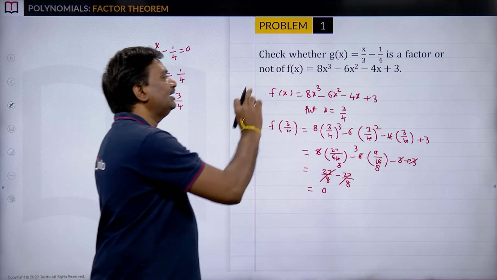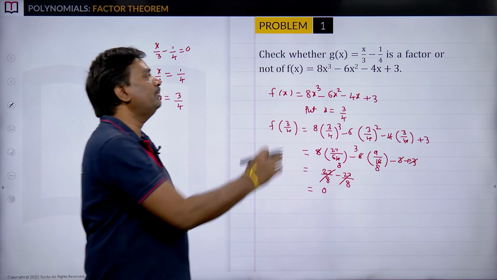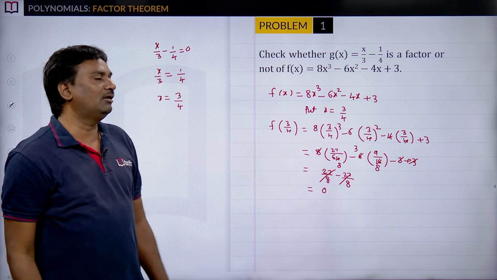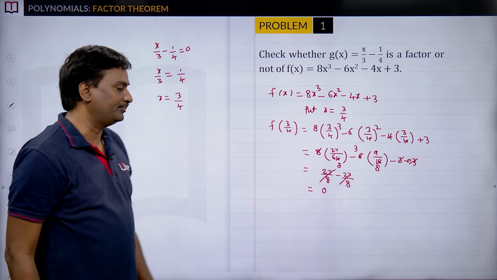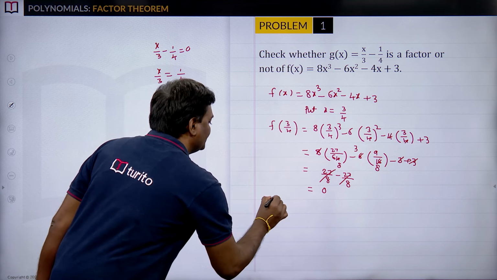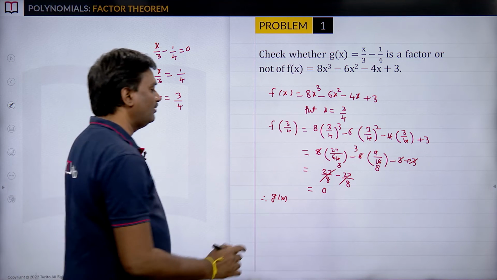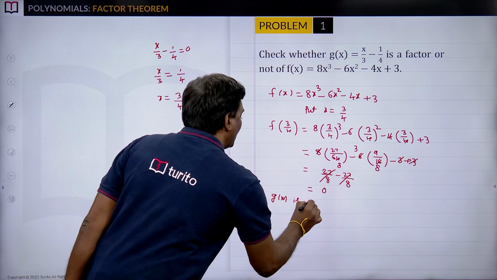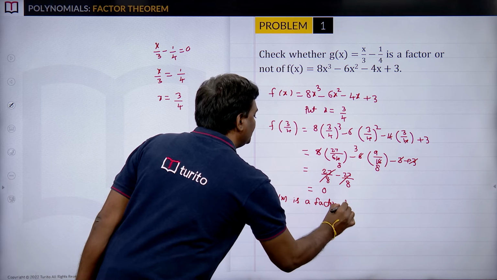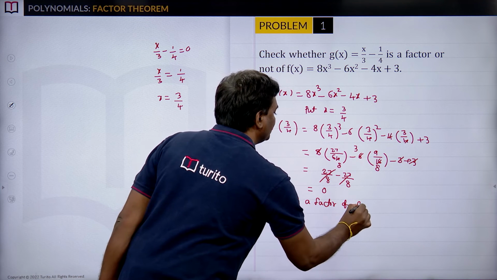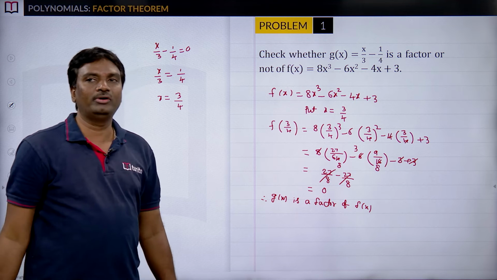So since the remainder is 0, we can say x by 3 minus 1 by 4, that is nothing but g of x, is a factor of f of x, means 8x cube minus 6x square minus 4x plus 3. So we can write the conclusion as: therefore g of x, means x by 3 minus 1 by 4, is a factor of f of x. What is f of x? 8x cube minus 6x square minus 4x plus 3.